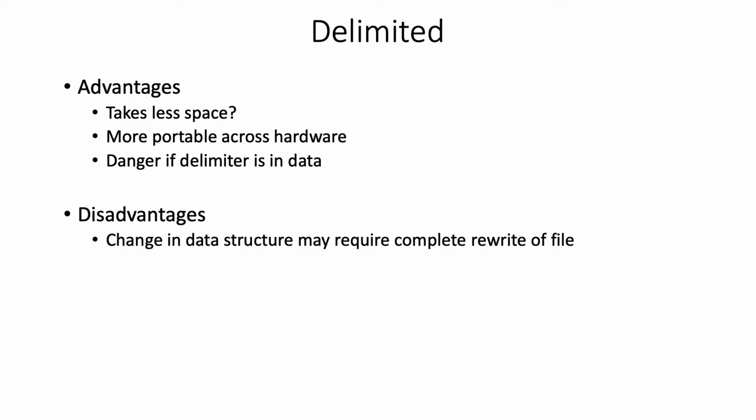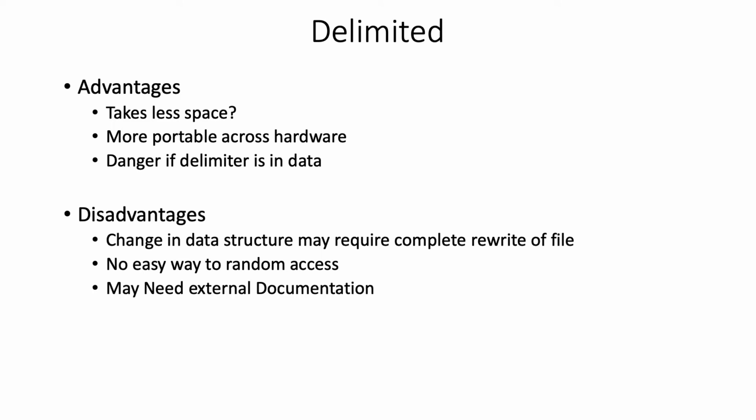Disadvantages: to change the data structure, you still have to rewrite the complete file. You don't have to if you're going from 2 positions for serves to 3, but if you want to add a new field, then you've got to rewrite your whole data structure. There's no easy way to do random access. You still probably need external documentation.